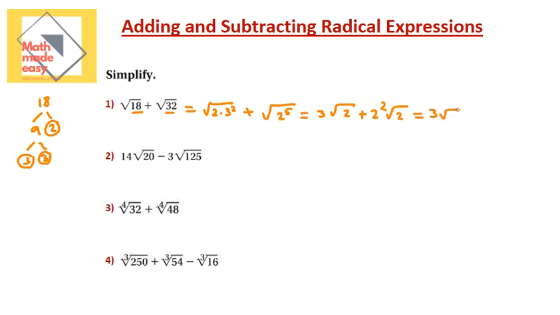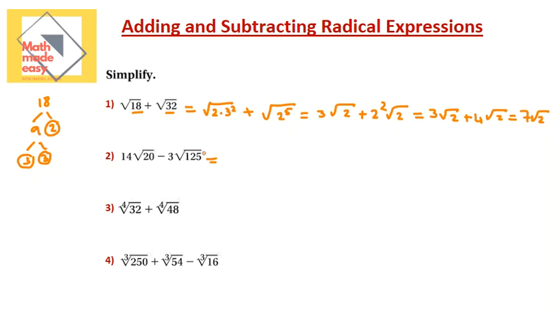So this is 3 radical 2 plus 4 radical 2, and your answer is 7 radical 2. So again, although I don't have the same radical, I can't tell whether I can add or subtract or not until I simplify.